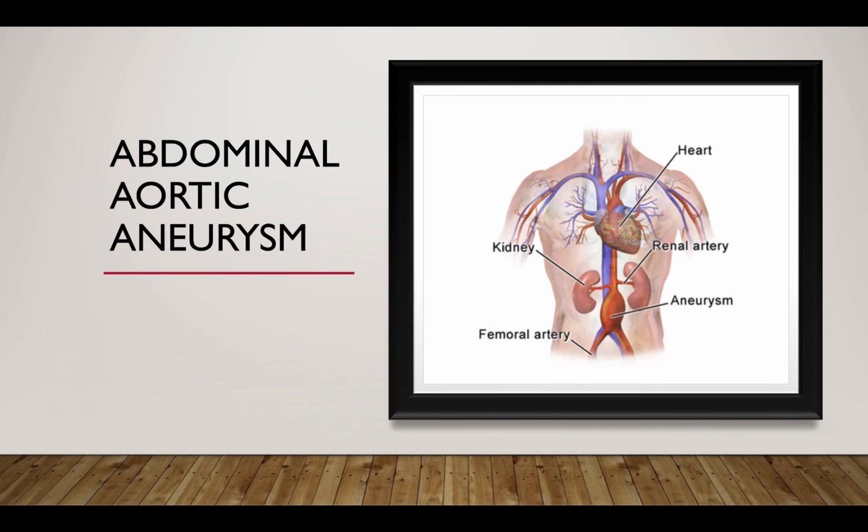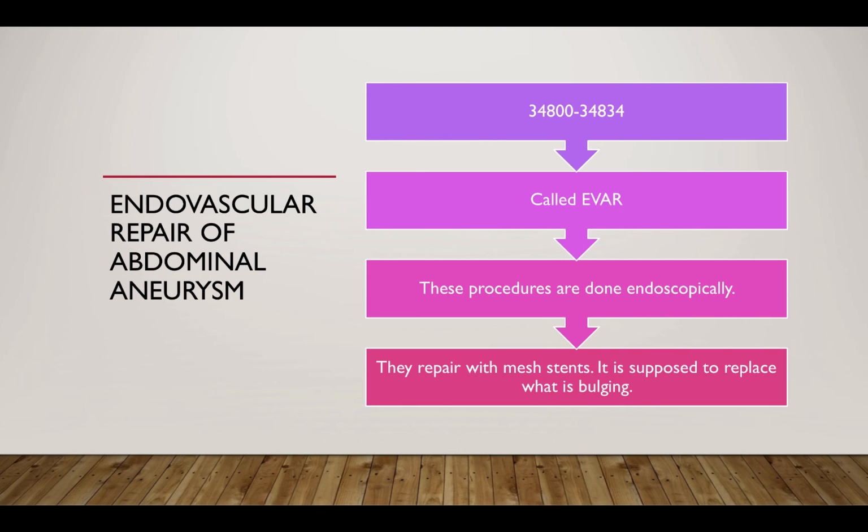Now turn to your abdominal aortic aneurysm section. In this diagram, you can see the aneurysm, which is a bulge in the abdominal portion of the aorta. There's a risk that it could rupture, just like a balloon could rupture if it gets too big. And obviously that's going to be really bad if that happens. Endovascular repair of abdominal aneurysms are coded with 34800 through 34834. Turn to those codes now.